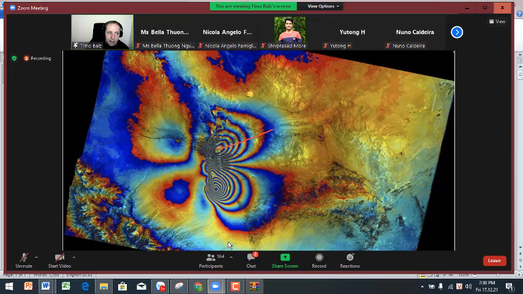And that's a nice example, 3-pass DInSAR here on an earthquake. In that case, there is not so much discussion on the different phase components. In that case, we see it very nicely.